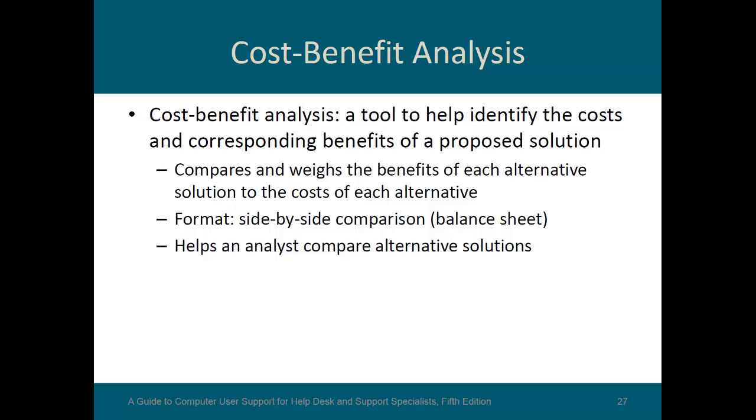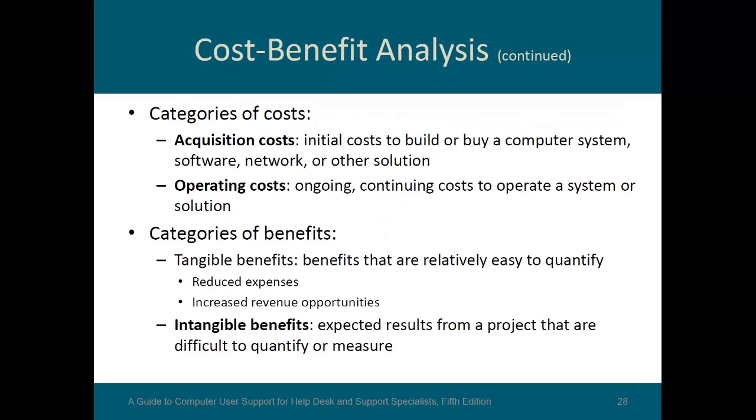Cost-benefit analysis is a tool to help identify the costs and corresponding benefits of a proposed solution. It compares and weighs the benefits of each alternative solution to the costs of each alternative. The format is a side-by-side comparison, like a balance sheet, and helps an analyst compare alternative solutions. Categories of costs: you've got acquisition costs and operating costs. Categories of benefits: you've got tangible benefits and intangible benefits. Of course, tangible benefits are easy to quantify. You can see it. Intangible is things like happiness factor.